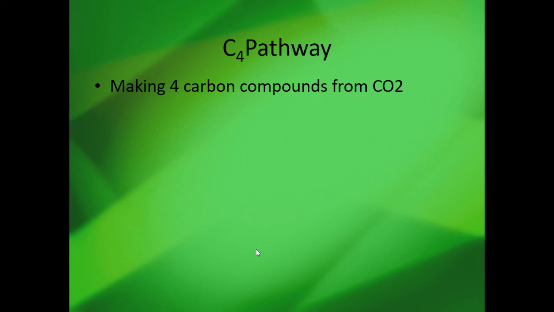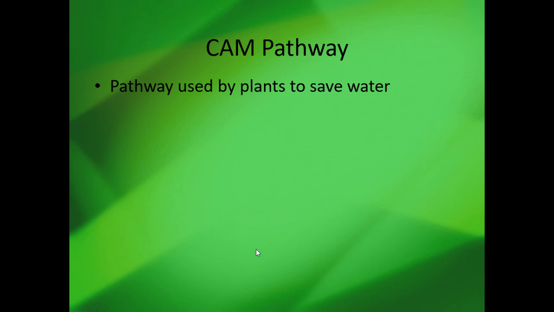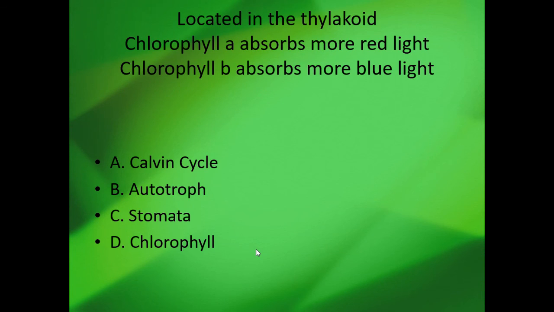The C4 pathway is making 4 carbon compounds from carbon dioxide, and I shortened carbon dioxide to CO2. The CAM pathway is a pathway used by plants to save water, and they're still going to be going through carbon fixation. It's just a different way for them to do it. They change when they open their stomata up, and most of the time plants that live in really dry, arid temperatures like the desert are going to use these.